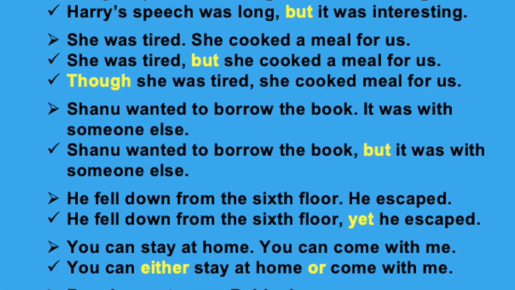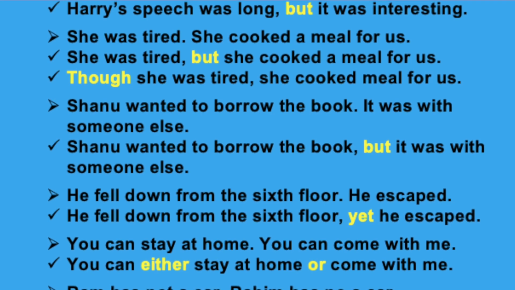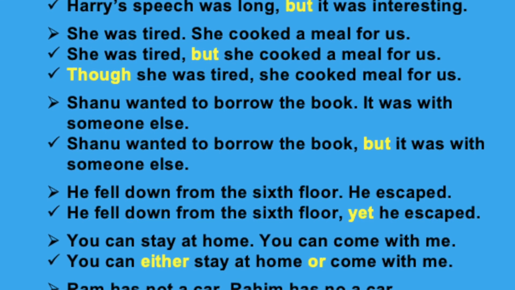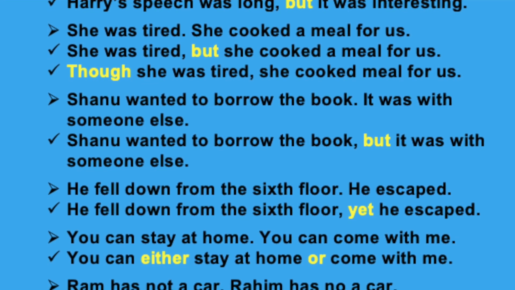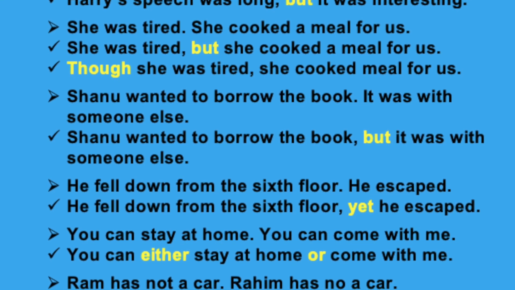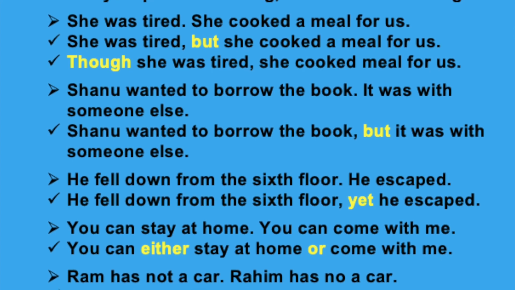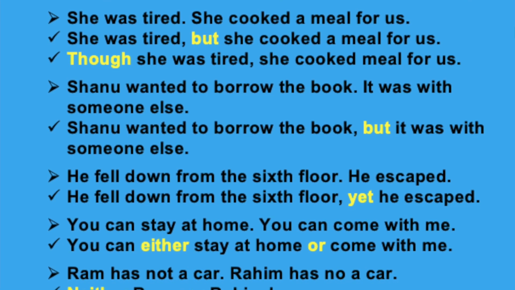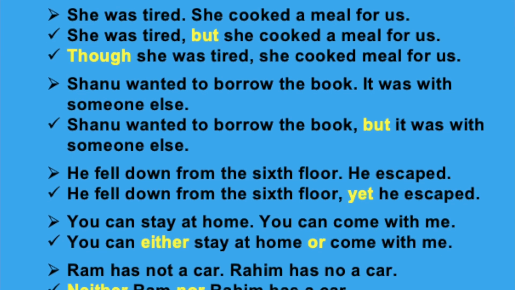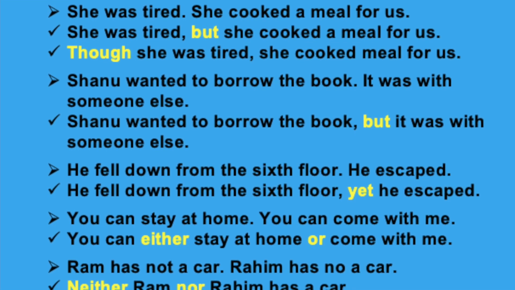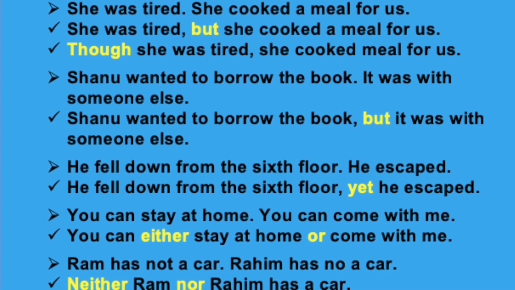See the next one. Shanu wanted to borrow the book. It was with someone else. So you can use but here. Shanu wanted to borrow the book, but it was with someone else. He fell down from the 6th floor. He escaped. Here we can use yet. He fell down from the 6th floor, yet he escaped, because the incident gives us more surprise.